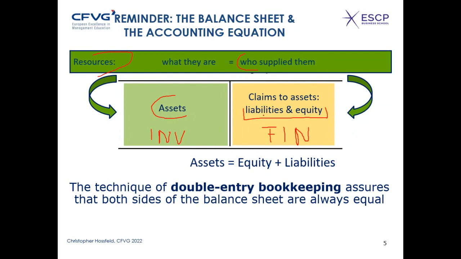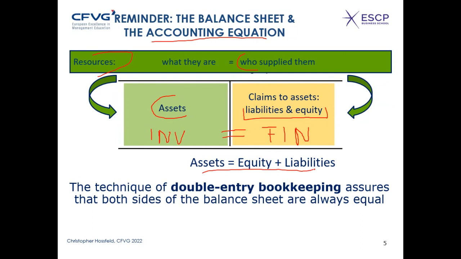Since all investments need financing, that means also that both sides of the balance sheet are always balanced. So the amount of total investments, assets, always equals the amount of total financing, total liabilities and equity. And this is what we call the balance sheet or accounting equation. That means investments equals financing, or assets equals equity plus liabilities.